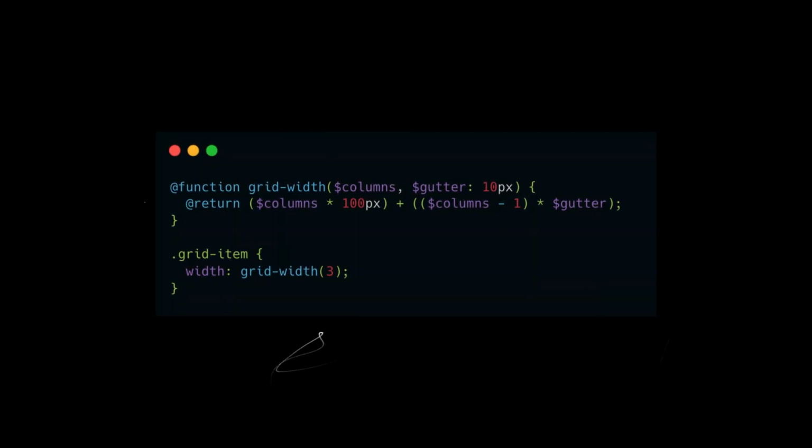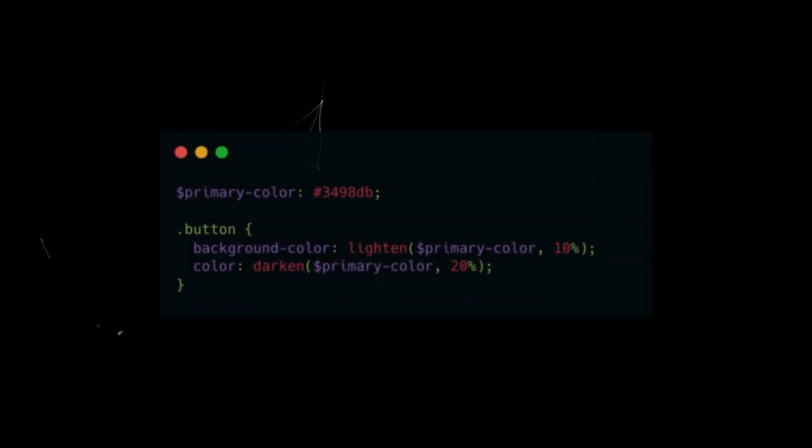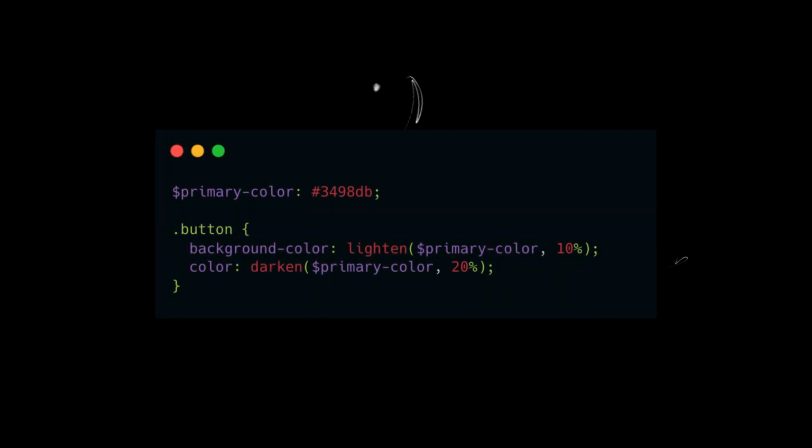Sass allows you to define custom functions that return values. A function is defined using the function directive followed by its name and parameters. The return directive specifies the value to be returned. Moreover, Sass provides built-in functions that make it easier to manipulate colors, numbers, strings, and more. You can use them by simply calling their names in your styles.